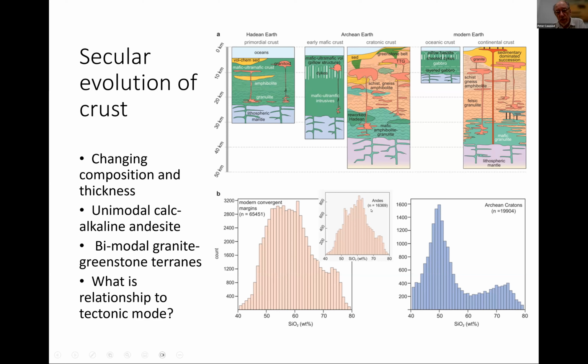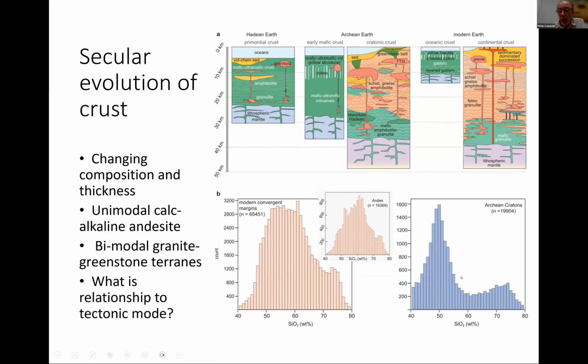Here's a more detailed one just for Andean type margins. But it doesn't matter what you do. You see this broad, overall unimodal silica composition focused in around 55 to 60 for all convergent plate margins, and more around 60 if you're just looking at the Andes.